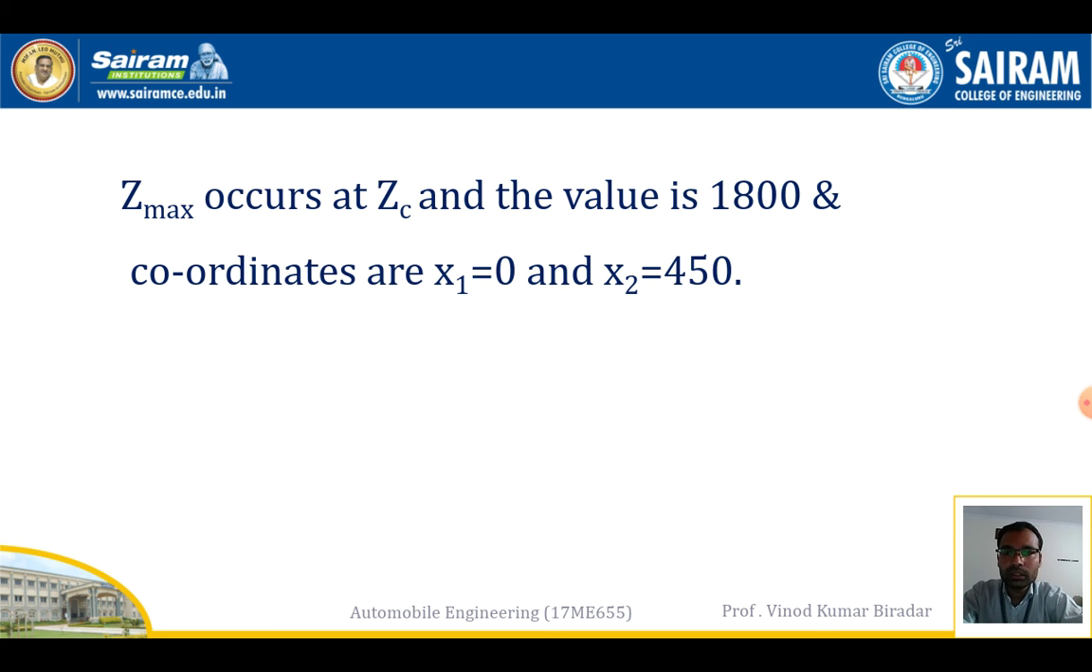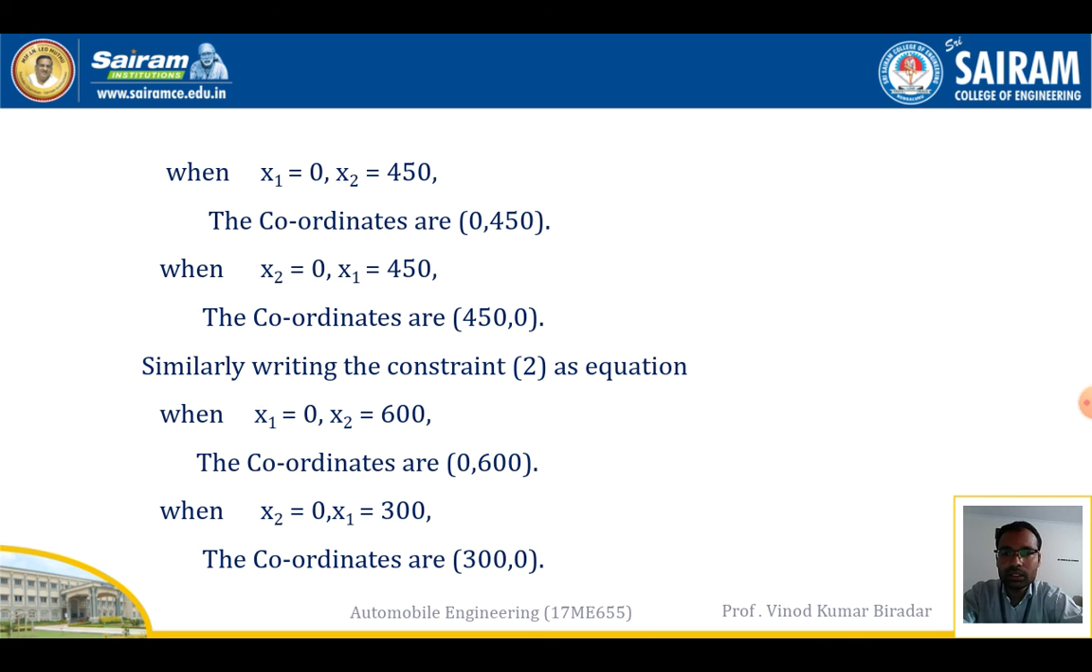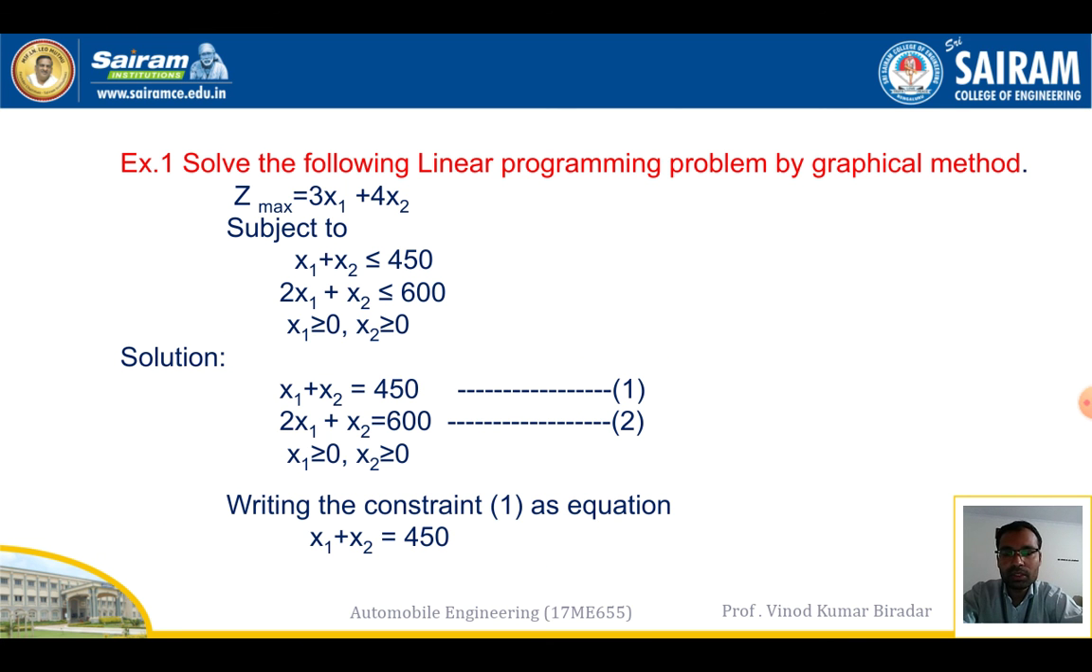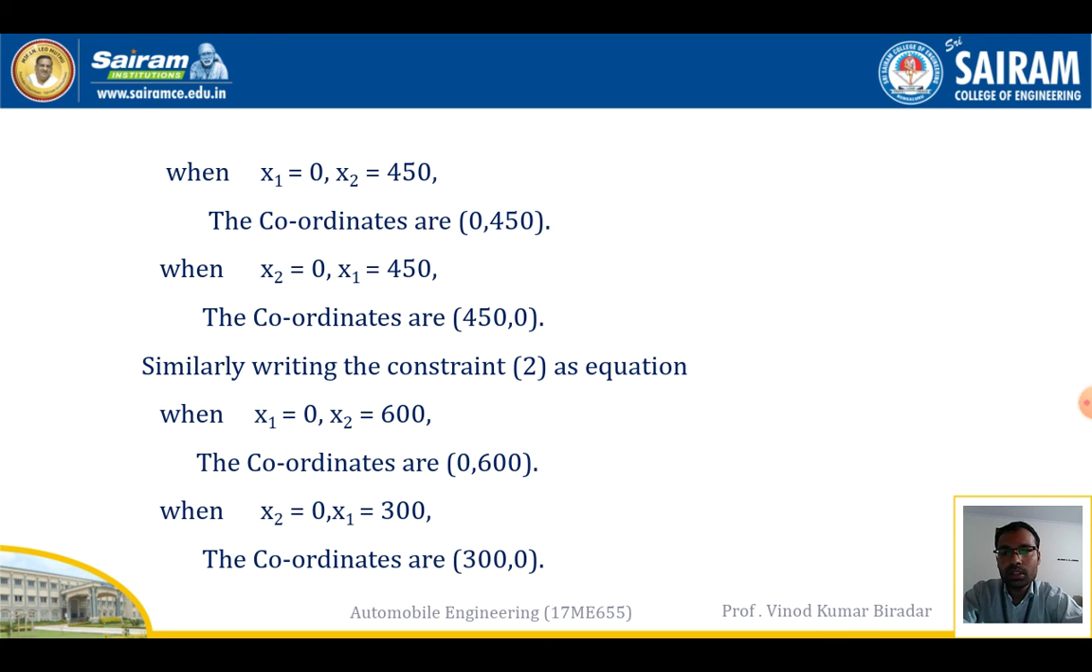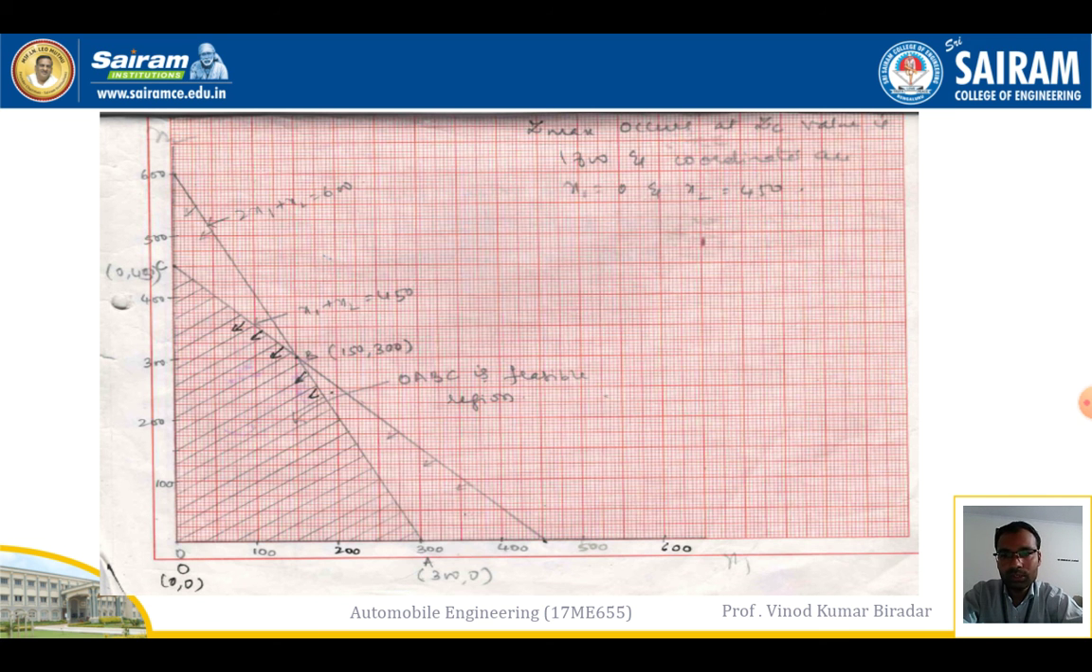Now, to remember the procedure: first they will give the maximum equation. Write the equation as it is, make it equal, and give the equation numbers 1 and 2. Calculate the coordinate values by substituting x1 equal to 0 and calculating the other, then putting x2 equal to 0 and calculating x1. All these coordinates are drawn on a graph sheet, and where the common surfaces are joined, that surface area is called the feasible region.